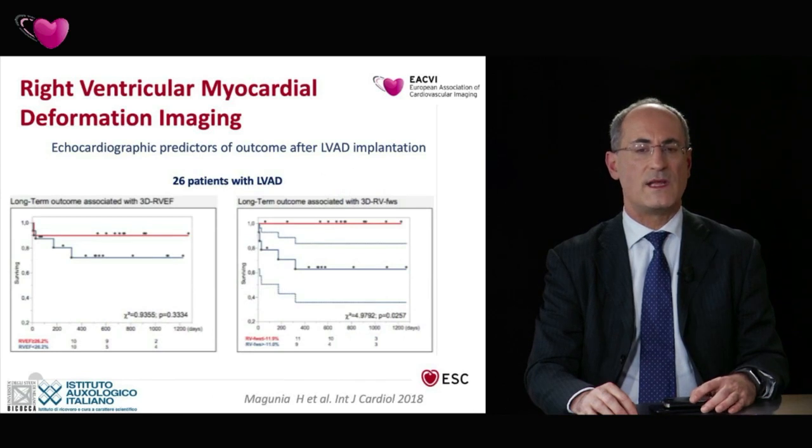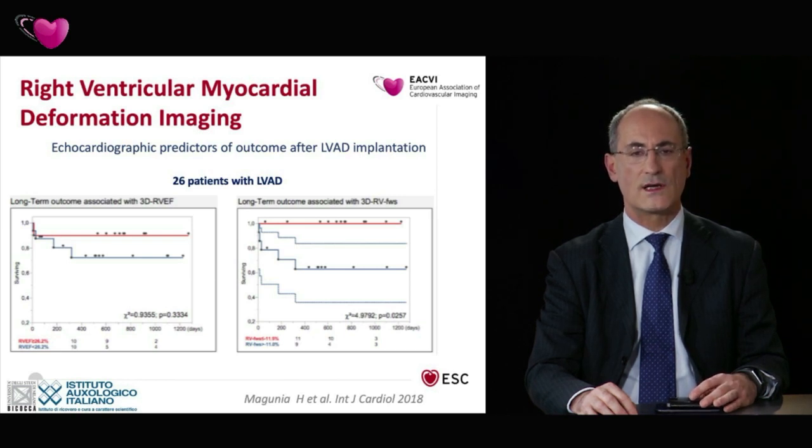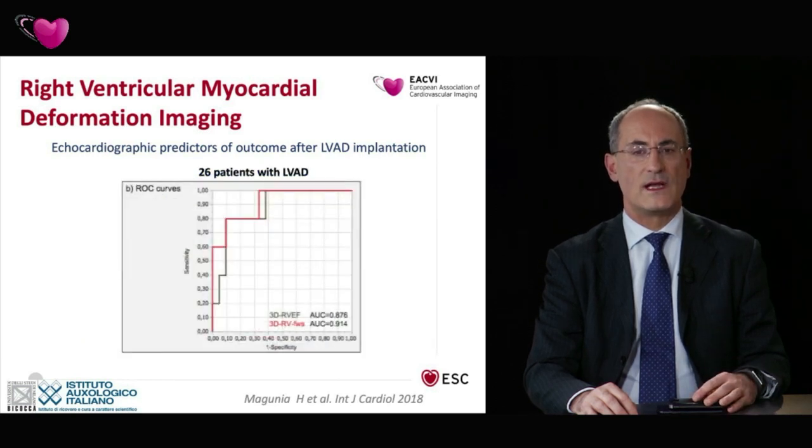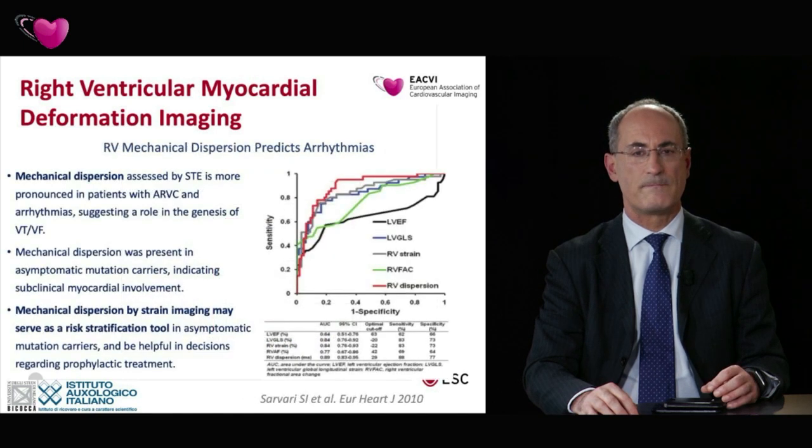And these data have been confirmed independently by the group of Magunia and co-workers in a recent work, showing that the right ventricular strain is better than the right ventricular ejection fraction measured with 3D in predicting the outcome after LVAD implantation. And when they compared the ROC curves between the two, you see that the strain has an area under the curve of 91% that is significantly higher than the one of right ventricular ejection fraction.